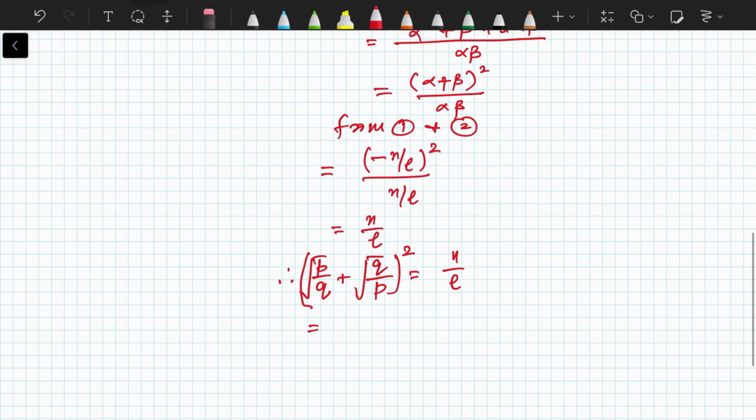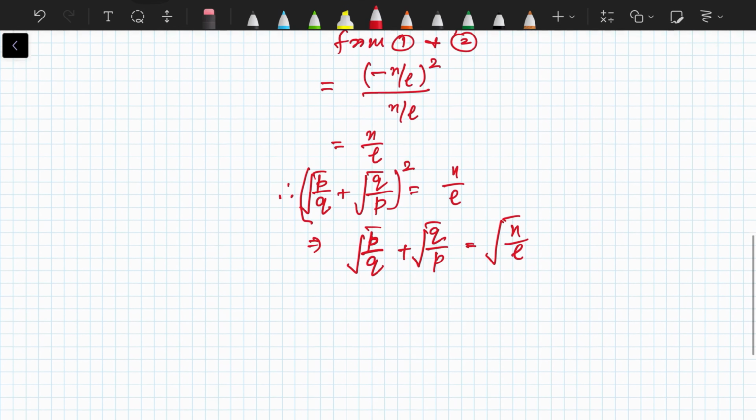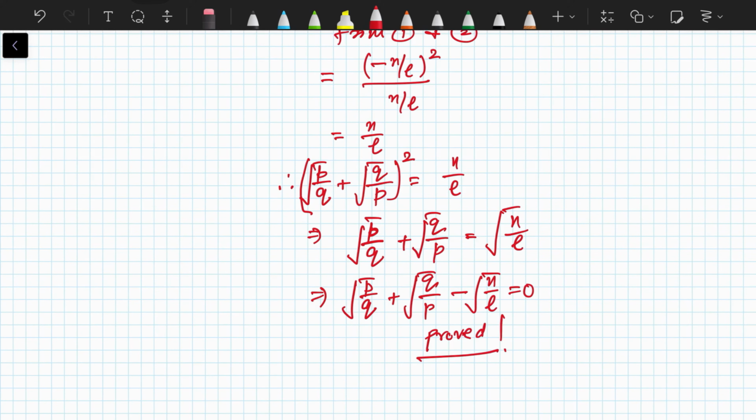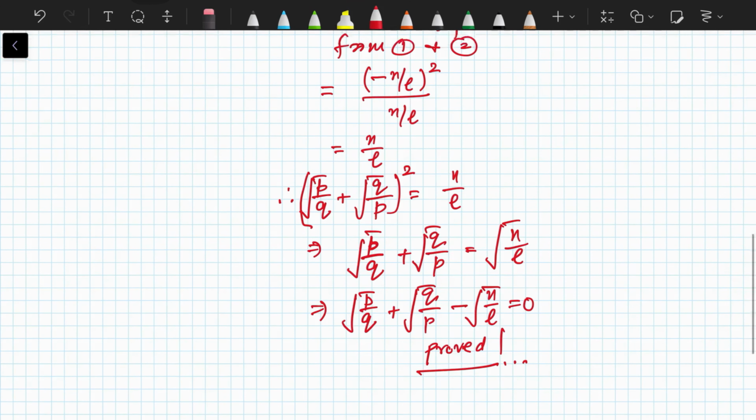So therefore I have square root of p over q plus square root of q over p is equal to square root of n over l. I'm only considering the positive option, I'm not going for negative. So that means this is square root of p over q plus square root of q over p. Bring the other term to the left side, that's square root of n over l, equal to 0, and your relation has been proved. So your left side and right side are equal now.